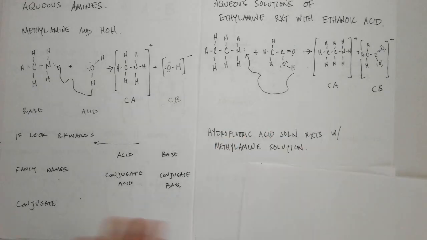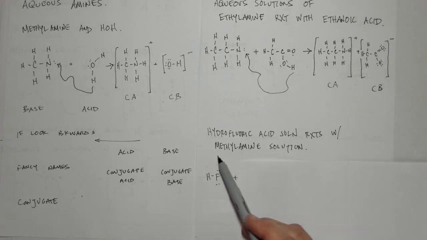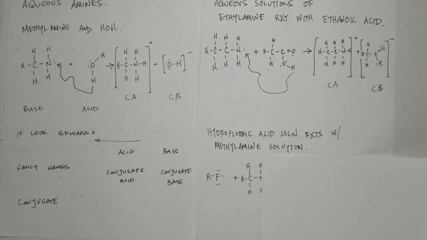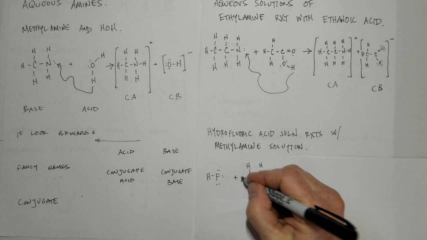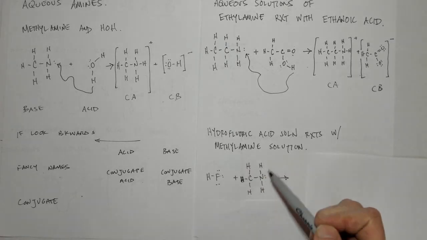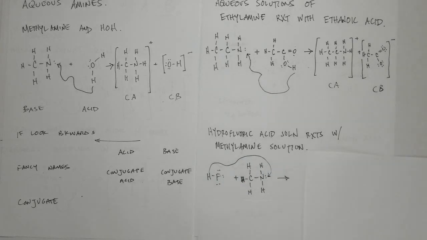Here's one more example. Hydrofluoric acid solution reacts with methylamine solution. So hydrofluoric acid is HF. Methylamine, meaning 1 carbon amine. So 1 carbon, and then we've got an amino group right here, NH2. This H right here. Arrow, arrow. And then on the right-hand side, the hydrofluoric acid would give away the H, so you could draw the arrow here showing where the hydrogen would go.